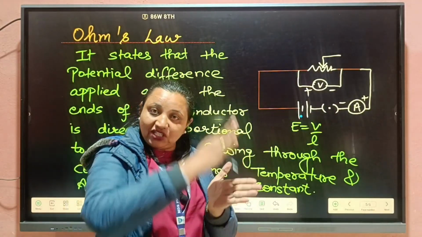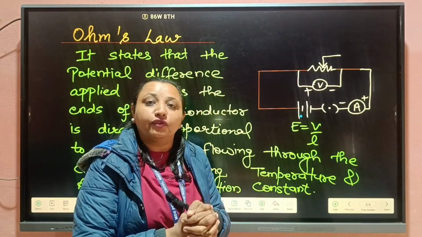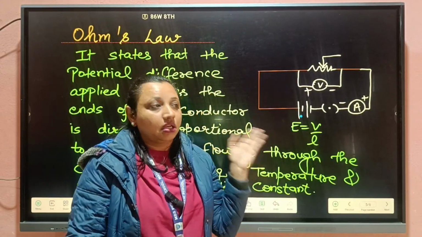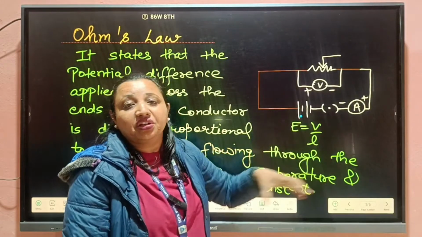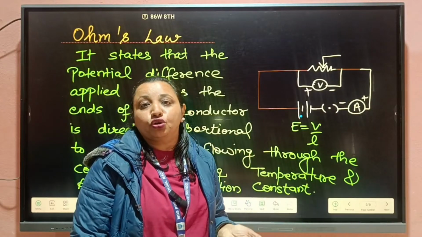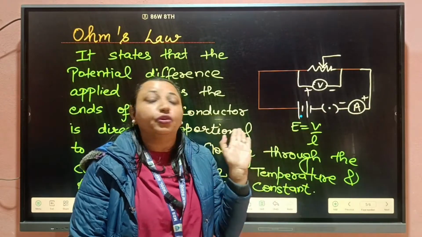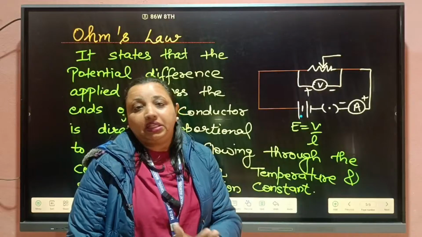होगा यहाँ पे टू मूव द चार्जेस इन अ पर्टिकुलर डायरेक्शन, दे स्टार्ट फ्लोइंग इन अ पर्टिकुलर डायरेक्शन एंड हेंस द करंट इज कंडक्टेड थ्रू द कंडक्टर. So that means जितना हम पोटेंशियल डिफरेंस अप्लाई करेंगे that is directly proportional to the current flowing through the circuit. अगर हम पोटेंशियल डिफरेंस इंक्रीज कर देंगे तो करंट भी इंक्रीज हो जाएगा.